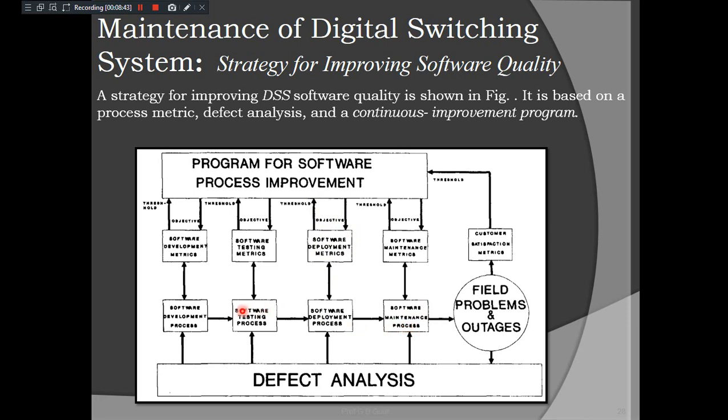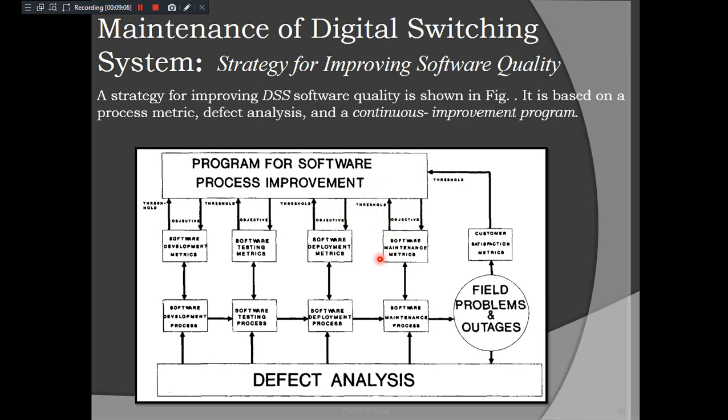And remember, there is bidirectional communication between each process and its respective metrics block, and each metrics block has its own threshold to be achieved and revised objectives, respectively coming from the CIP.